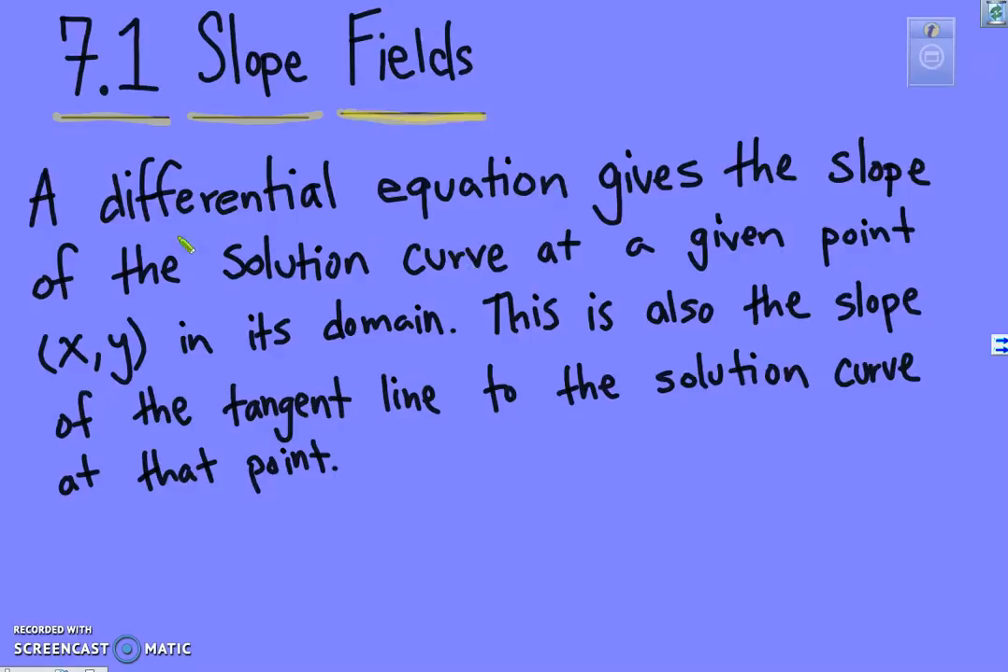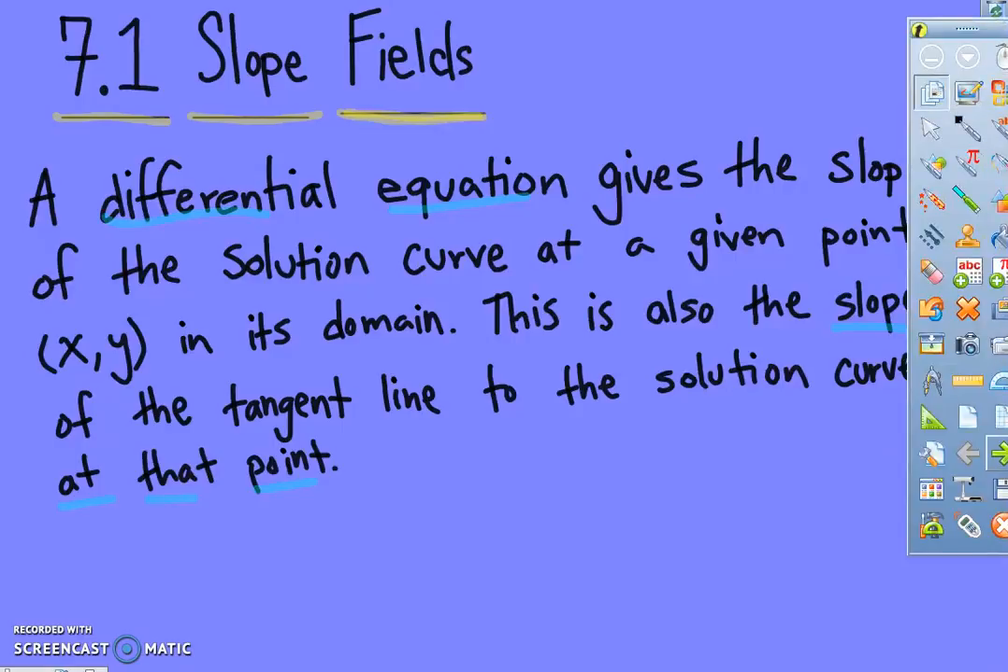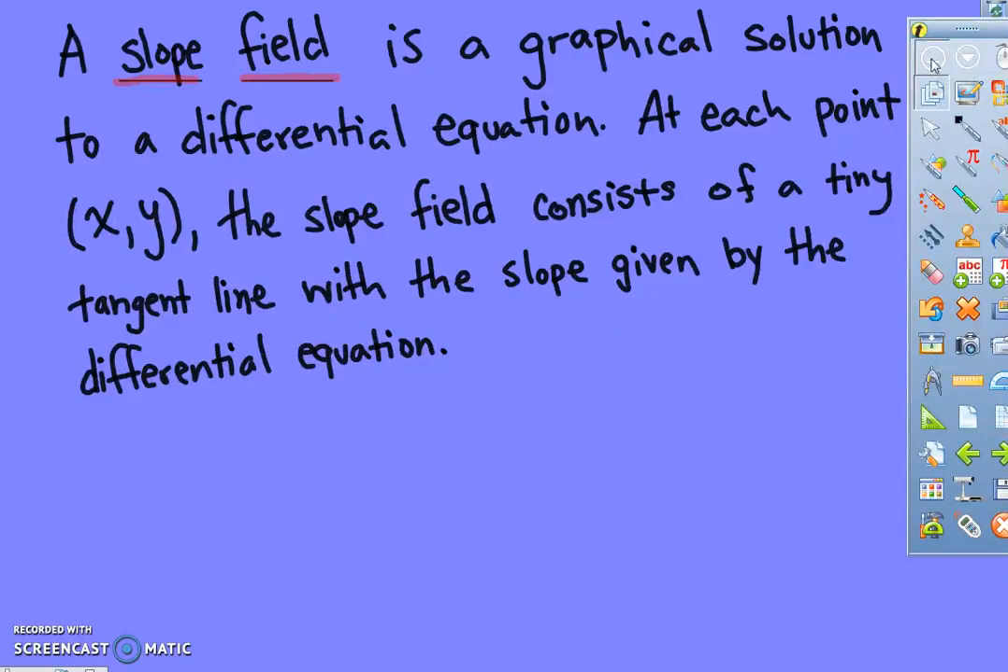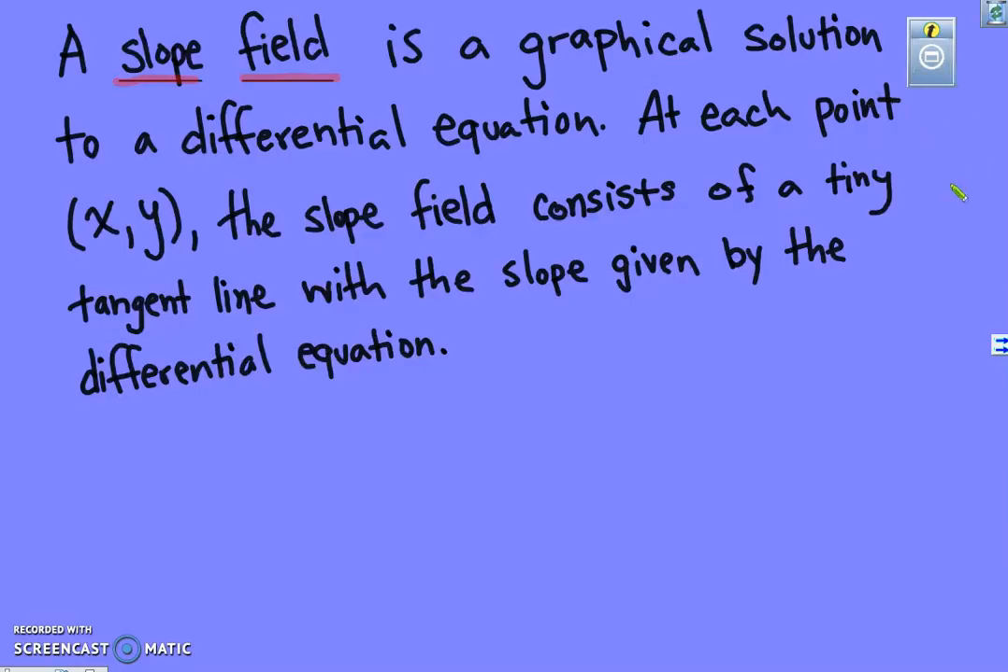A differential equation gives the slope of the solution curve at a given point x comma y in its domain. This is also the slope of the tangent line to the solution curve at that point. Okay, so we'll quickly get through the notes so that we can look at an example or a couple examples. A slope field is a graphical solution to the differential equation. At each point x comma y, the slope field consists of a tiny tangent line with the slope given by the differential equation.